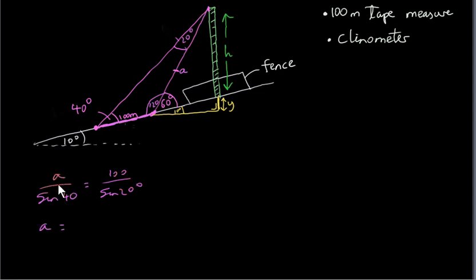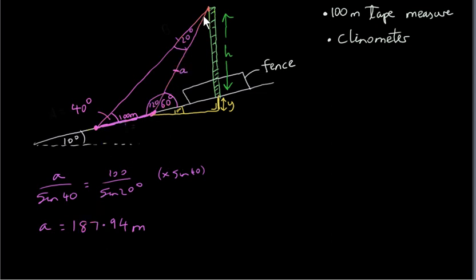So to find out what little a is, we just multiply both sides by sine 40. So a is 100 sine 40 divided by sine 20. You can do all that in one go on your calculator. To 2 decimal places, I get an answer of 187.94 meters. I'll round it to 2 decimal places. At the very end, I might round the final answer to 1 decimal place, or maybe just to the nearest integer.